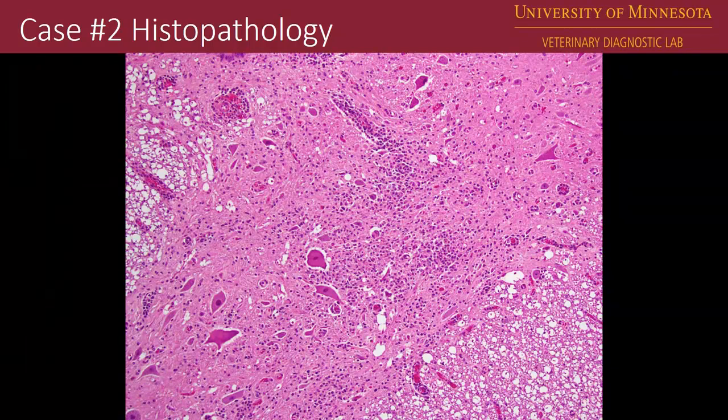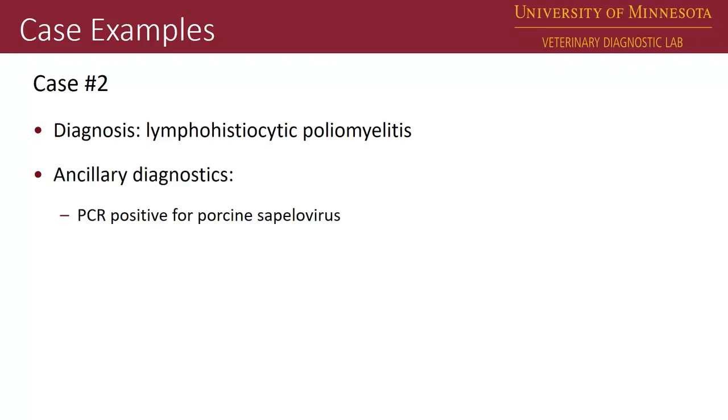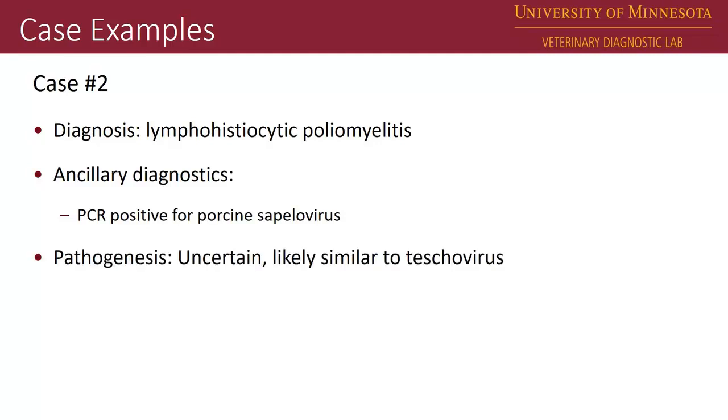So we have the same diagnosis. We have lymphohistiocytic poliomyelitis. What does that tell you? Not a whole lot. Highly suggestive of viral infection. And so you're still dependent on your ancillary diagnostics. And in this case, it's porcine sapelovirus that was detected. Negative for teschovirus and some of the other suspects. And so here, kind of demonstrating that we can't just look at histo and give you an answer. We're still dependent on those ancillary diagnostics.